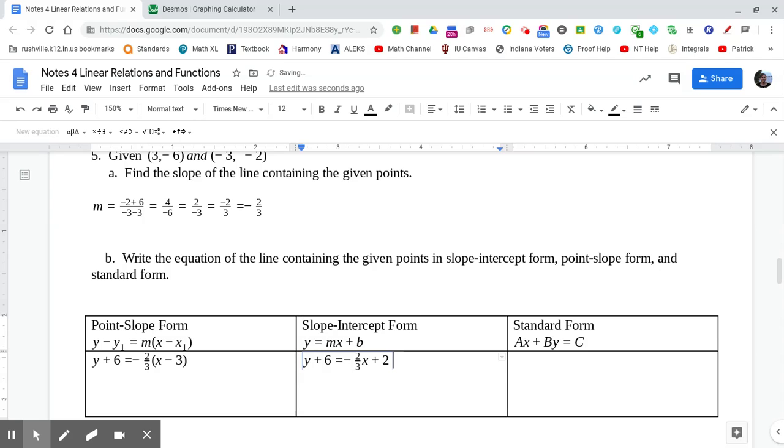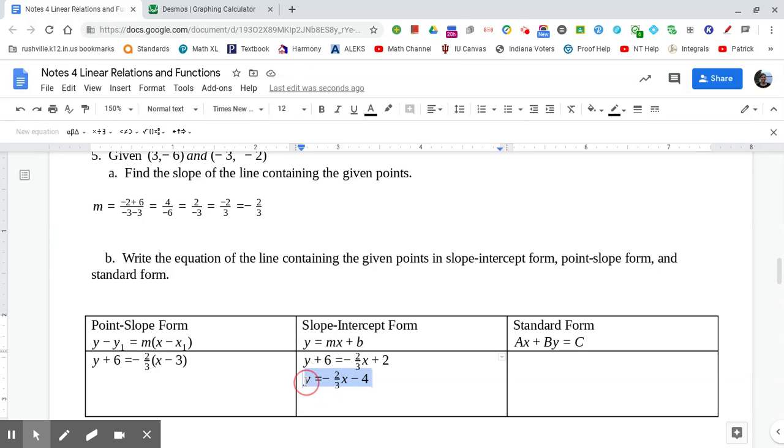And then I'll need to move the 6 over to the other side. All right, so I'll move the 6 over to the other side by subtracting 6 on both sides. And again, I can't do it to here because that would not be the like term. So 2 minus 6 is going to give me -4. And now this tells me not only is my slope -2/3, but my y-intercept is -4.